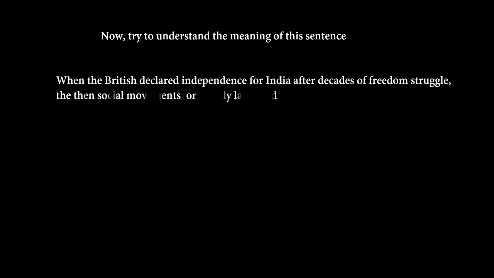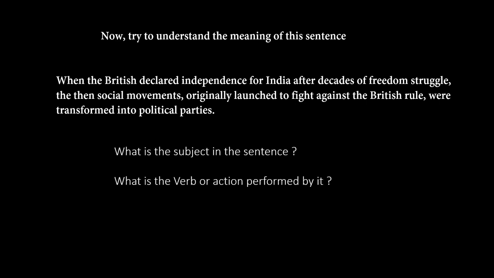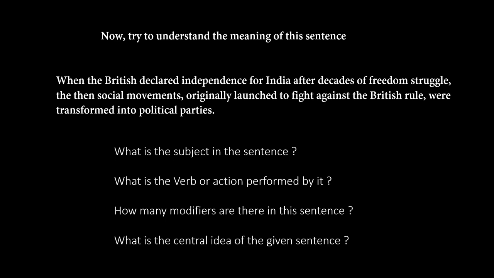Now, try to understand the meaning of this sentence. When the British declared independence for India, after decades of its freedom struggle, the then social movements, originally launched to fight against the British rule, were transformed into political parties. What is the subject in the sentence? What is the verb or action performed by the subject? How many modifiers are there in this sentence? What is the central idea of the given sentence?